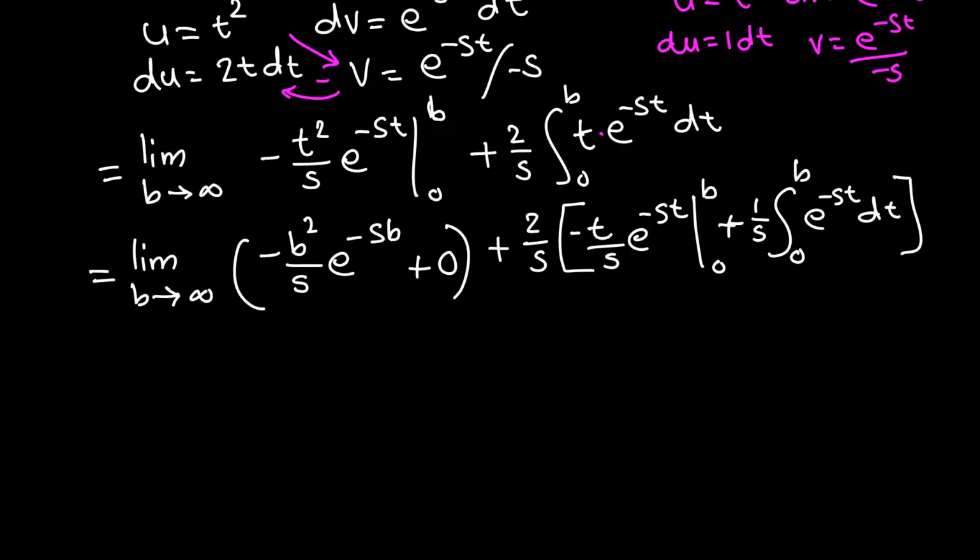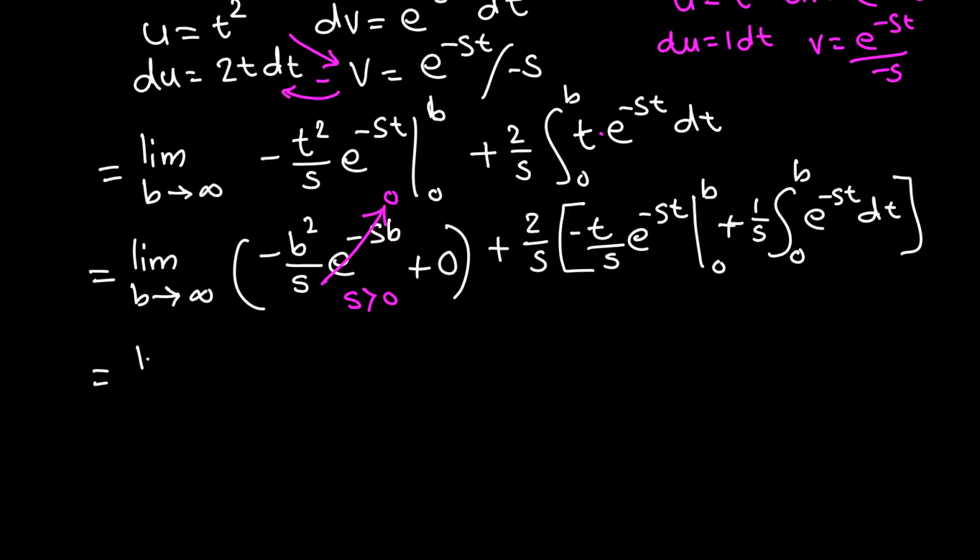Okay, so in this case, e to the negative infinity, if b is a positive number, because b is going to positive infinity, if s is also positive, then this goes to 0. Okay, when s is positive, because this will be e to the negative infinity, so there is no contribution from here, so we have only this.